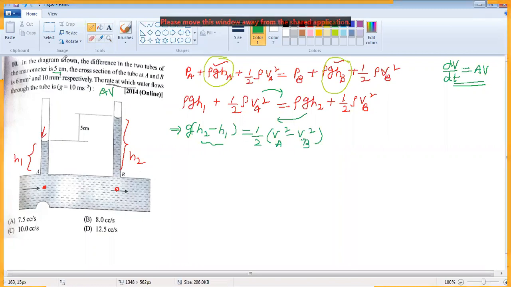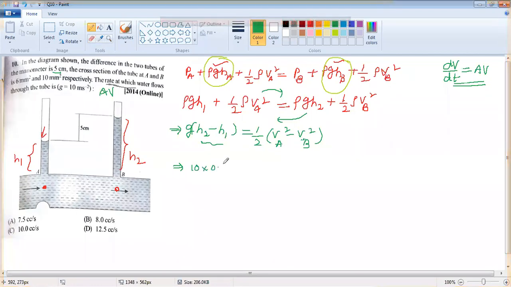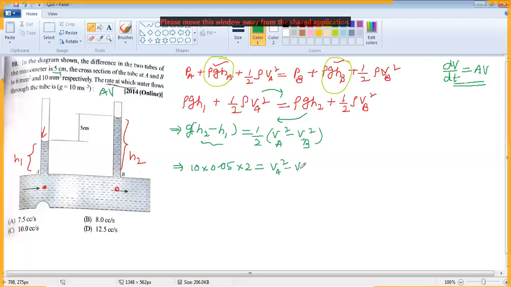So he gave H2 minus H1 equal to 5 centimeter. g has to get 10. 5 centimeter is nothing but 0.05 meter. Into 2, I bring to this side. Now this is VA square minus VB square.